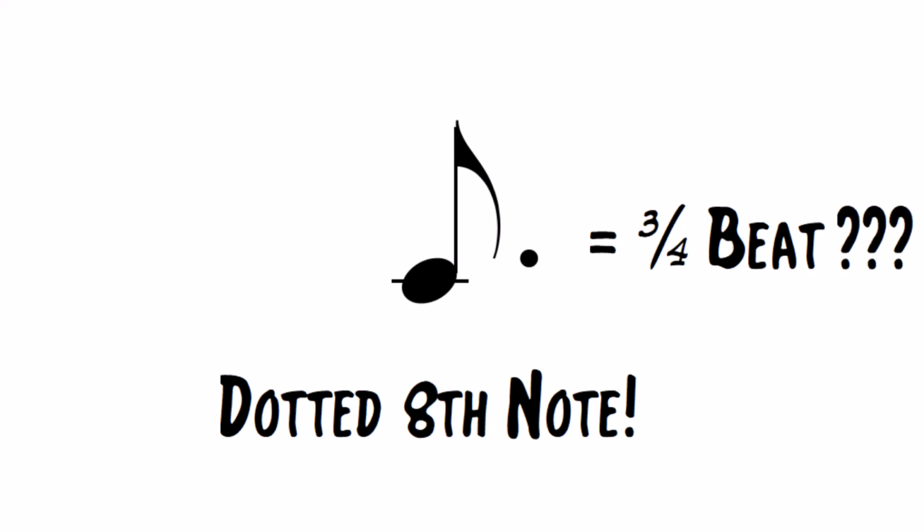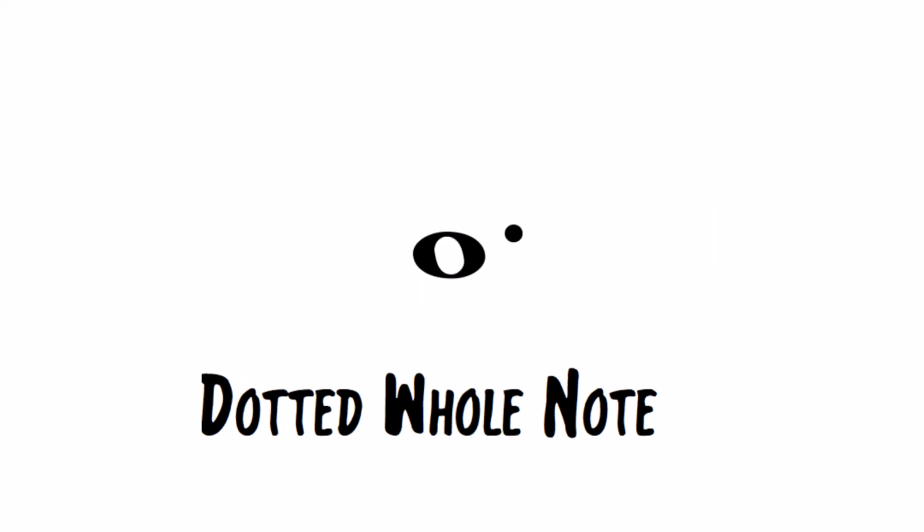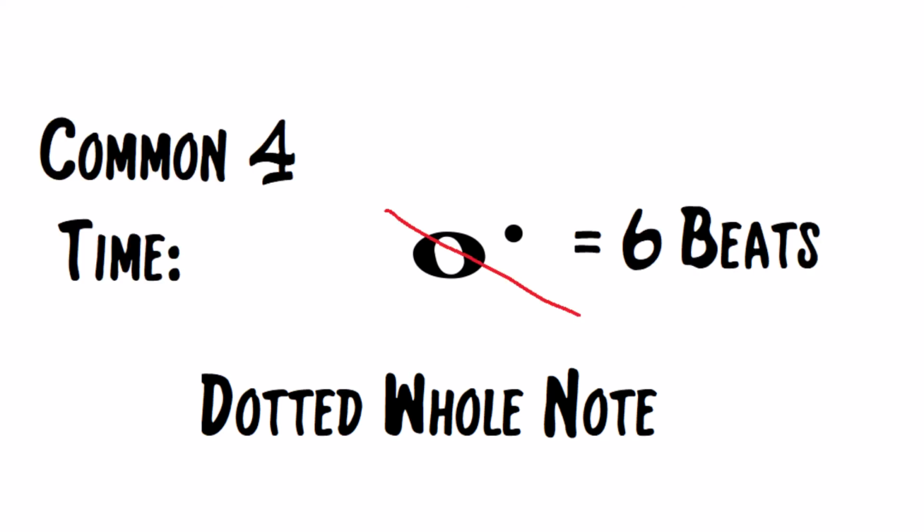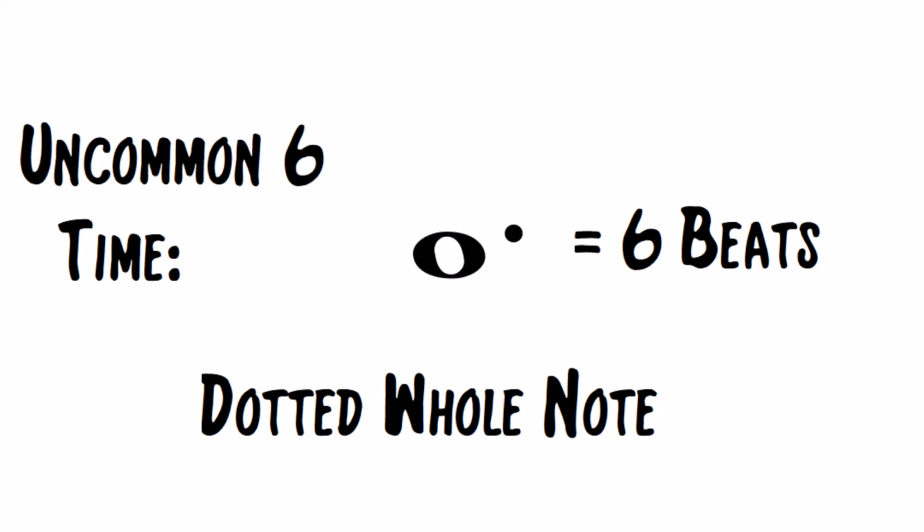How does that work? A dotted whole note, which would contain a note value of 6 beats, cannot exist in a 4-beat measure unless you extend the grouping of the beats to something higher than 4, like 6.